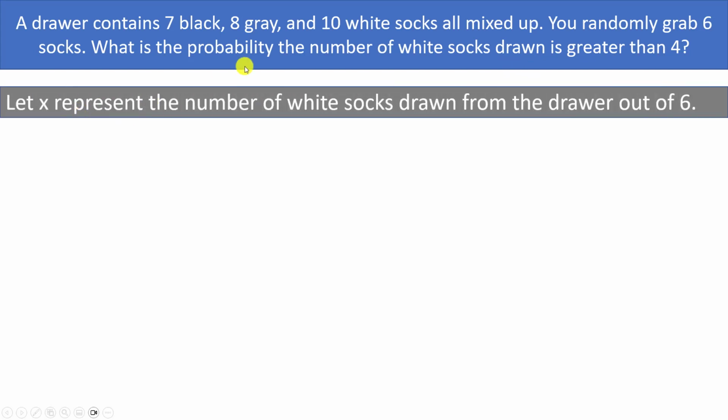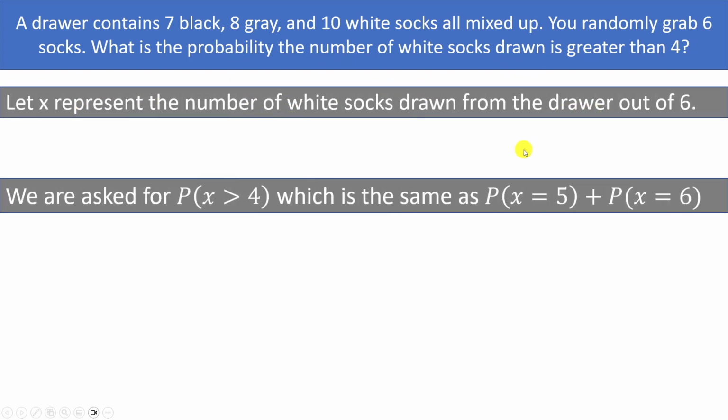So X is going to represent the number of white socks drawn from the drawer out of 6, and we are asked for the probability that X is greater than 4. Since the maximum value that X could be is 6, since we're only grabbing 6 socks, this is really the same thing as asking for the probability that X is equal to 5 or X is equal to 6. So to find this, you're going to have to use that formula from before, plug in X equals 5, and then do it again for 6.